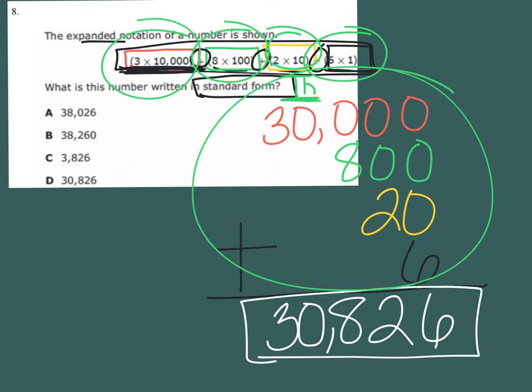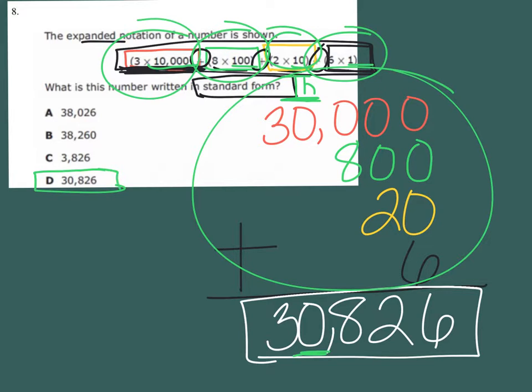I just had a 1, a 10, a 100, and then the 10,000. It jumped. There was no thousands. So that's why there's a 0 in the thousands place. We have to keep the place value. We have to put that 0 in. So our correct answer is 30,826. And which answer choice is that? That's right. It is D.